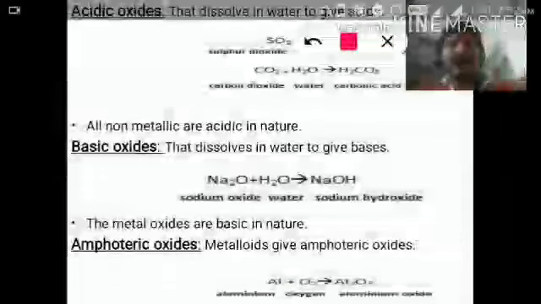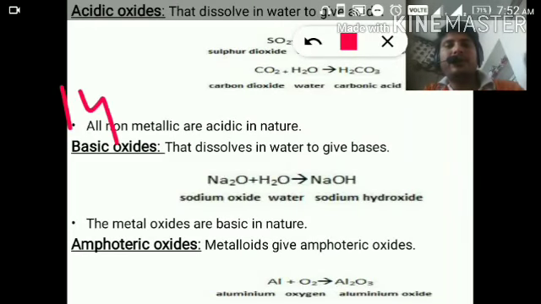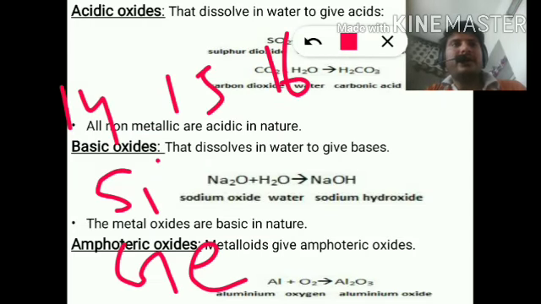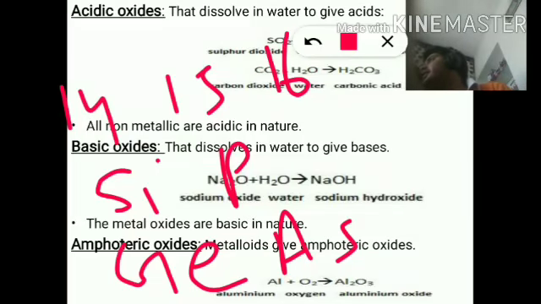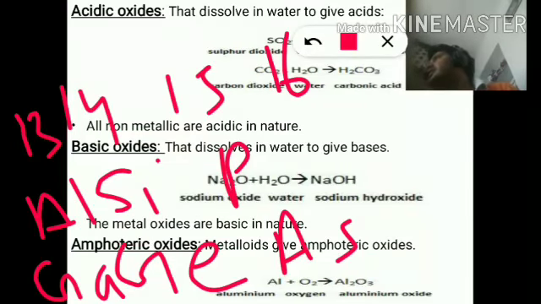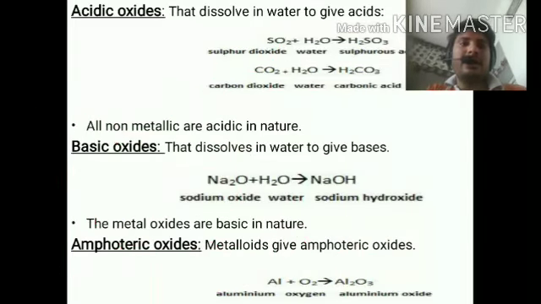I would like to tell you that these are in group 14, group 15 and group 13. Silicon and germanium are semiconductors, or you can say metalloids. In group 15 you will talk about phosphorus and arsenic, and in group 13 you will talk about aluminum and gallium. These are the metalloids. Okay, and the oxide of a metalloid is amphoteric in nature.